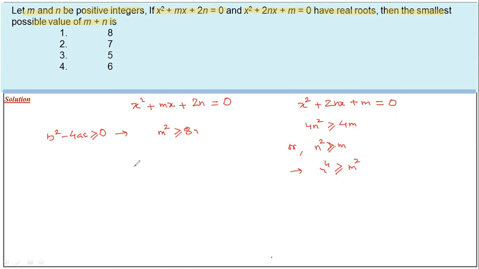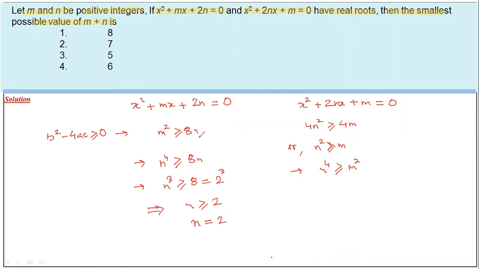So putting the value here, what we get is n to the power of 4 greater than or equal to 8n. Now since n is positive, we can cancel out n. So what we'll have is n cube greater than or equal to 8, which is equal to 2 cube. So which implies that n is greater than or equal to 2. So the smallest possible value of n is 2.